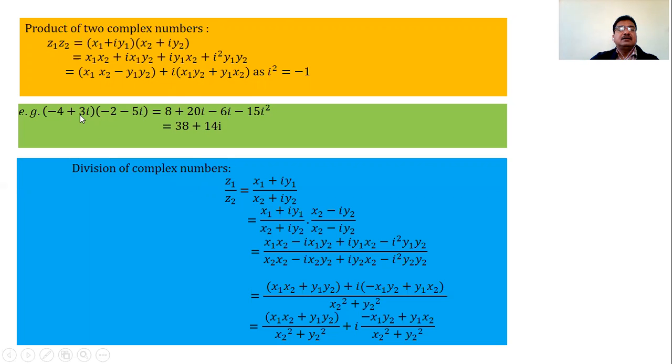This is the example of product of two complex numbers: minus 4 plus 3i into minus 2 minus 5i. Minus 4 times minus 2 becomes plus 8, then minus 4 times minus 5i becomes plus 20i, then 3i into minus 2 becomes minus 6i, and this is minus 15i square. So i square is minus 1, so this becomes plus 15. 8 plus 15 is 23, so the real part is 23.